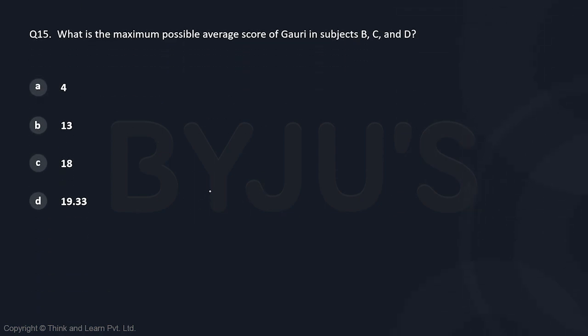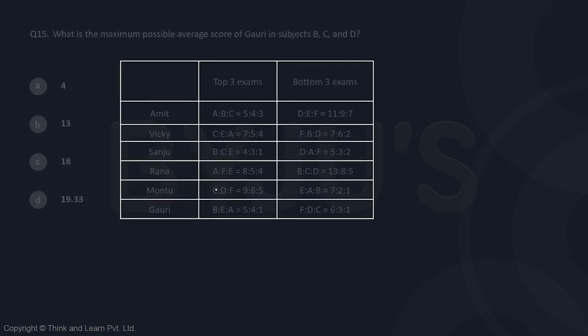And the last question of this set: what is the maximum possible average score of Gauri in B, C and D? We have to find out his maximum possible score in B, C, D. For a maximum possible score, of course, I would try to multiply them with the maximum possible. Now this score 5, 4, 1, it cannot be multiplied by anything more than 10. And the moment I multiply this ratio by even 2, still this will become 12. In that case, this has to be more than 12. I have to multiply 13, and that cannot be done.